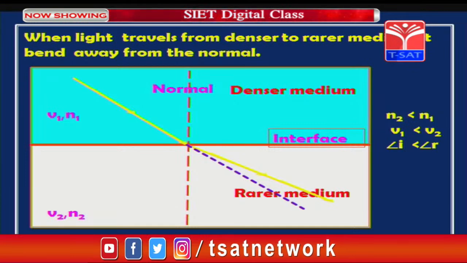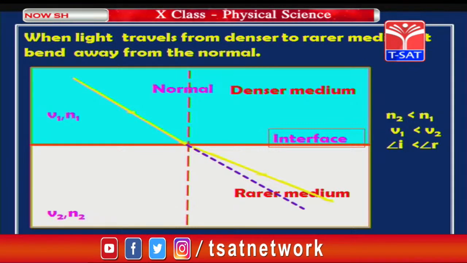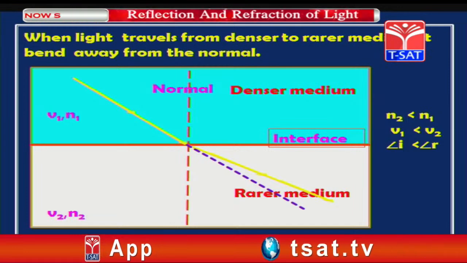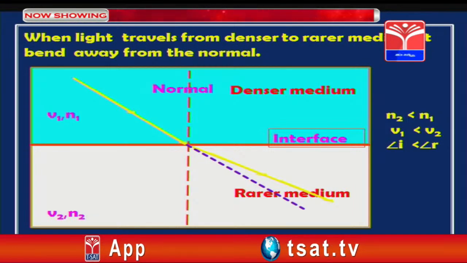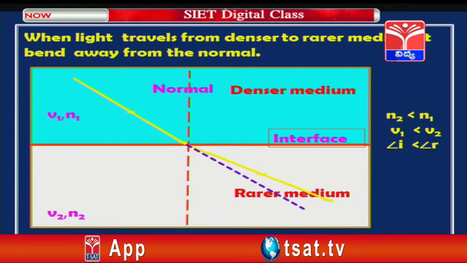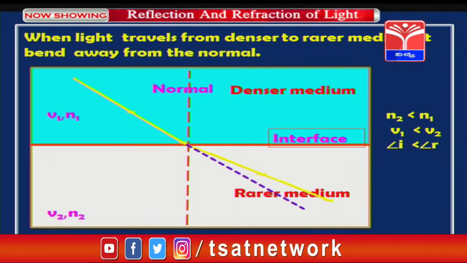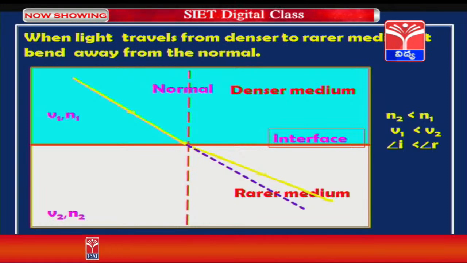So, N2 is less than N1, and the speed of light in the rarer medium is greater, so V1 is less than V2. When light travels from denser medium to rarer medium, it bends away from the normal. So, angle of incidence, angle I, is less than angle R.